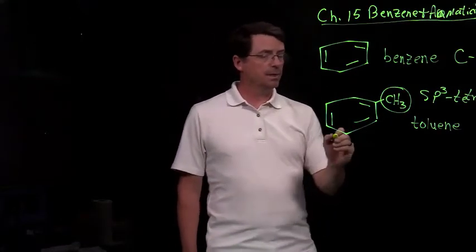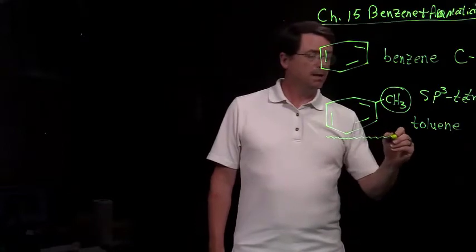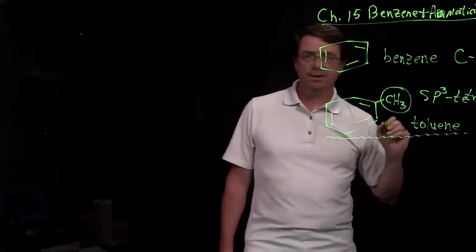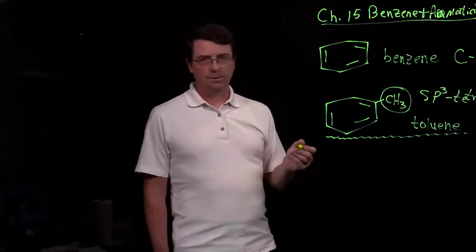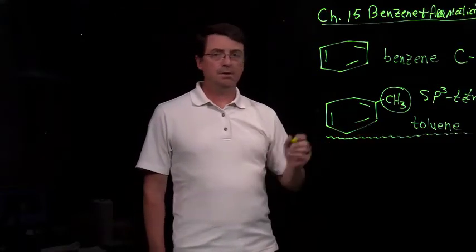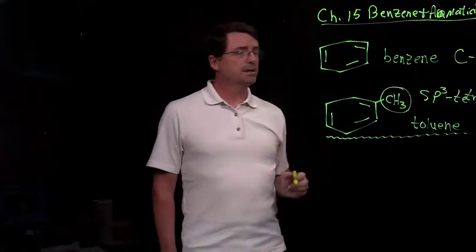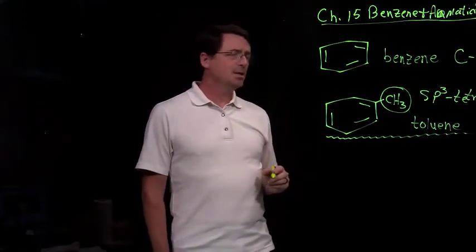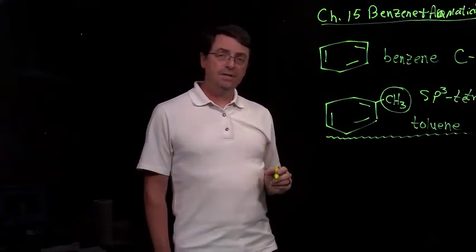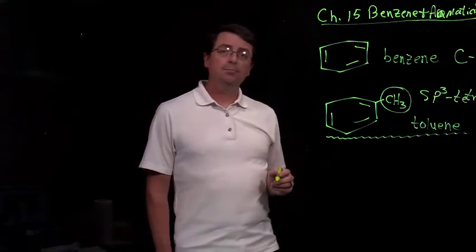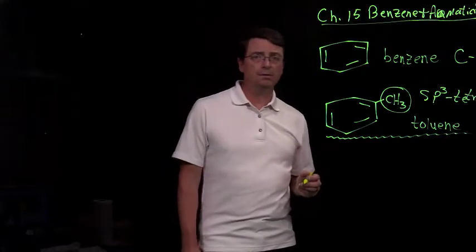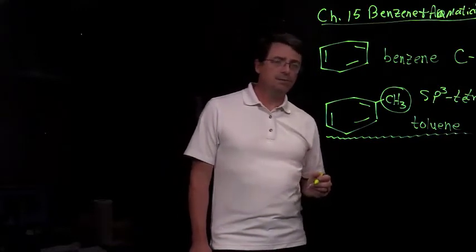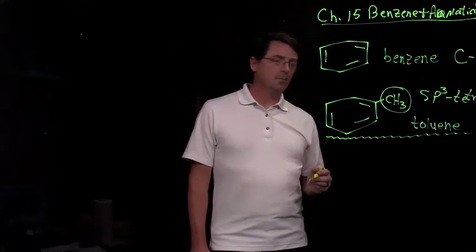And so toluene, anybody ever experienced the odor of paint thinner? Most common paint thinner is toluene. So this seemingly very small difference has a huge impact on physical and chemical and biological properties of compounds. And that's why it's so important to understand the three-dimensional structure of these compounds.